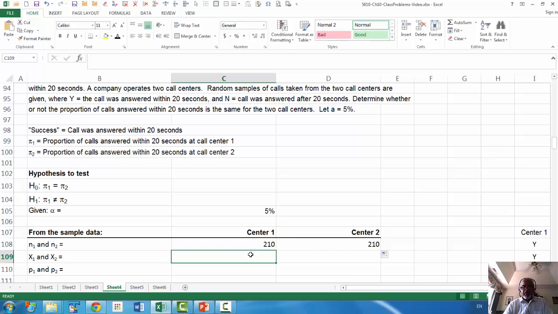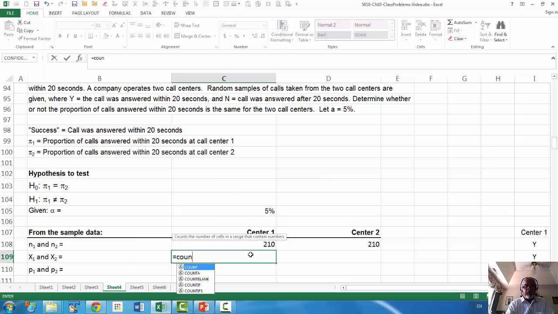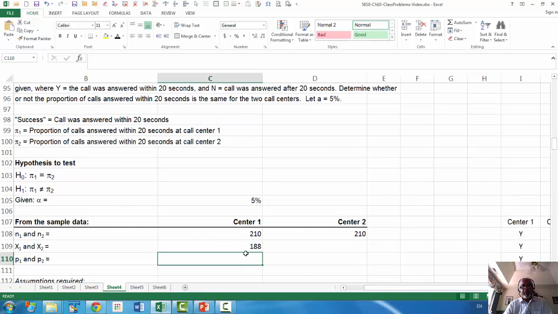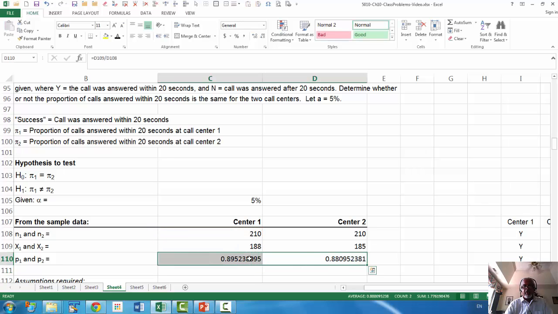call center 2. The number of successes, now we need to use count if. The range is that, and we want to count the number of Y's. Now copy that. So then number of successes divided by the sample size will give you the proportion p sub 1 and p sub 2.